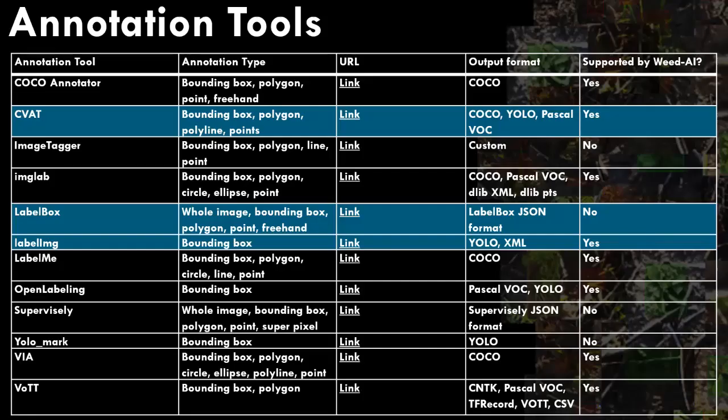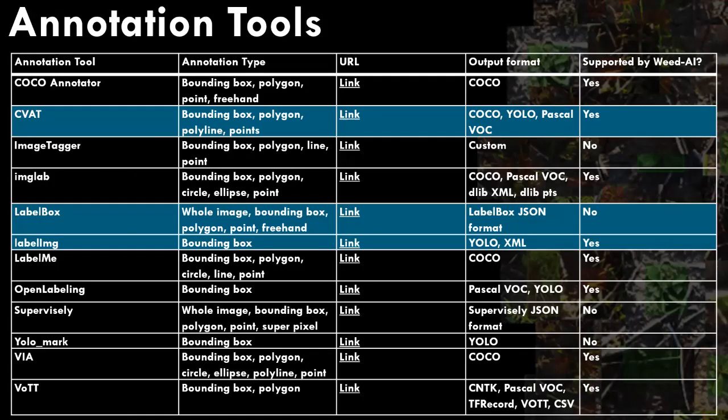There are a whole range of different annotation tools available to us. This is a list of most of them that I could find. I think there are a few more that I've missed out, like RoboFlow. But the ones that I've used that are probably the best are the Computer Vision Annotation Tool. This is developed by Intel, and that gives the right output format that we can use for the Weed AI website. So I'll send around an email after this, a link to all the relevant tools you might want to use, and also some walkthroughs of each of those annotation tools and how you can use them.